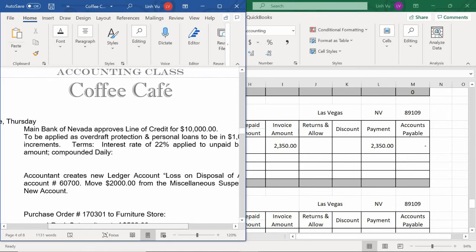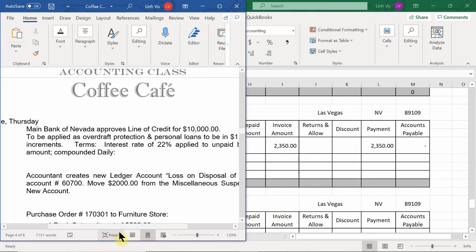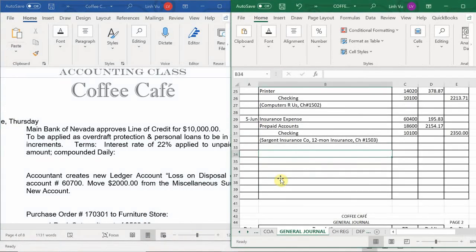Too much information. All right. So in this case, how do we journalize this transaction? I don't really know. Let's take a look at what a line of credit is. In this case, what are we using this line of credit for?